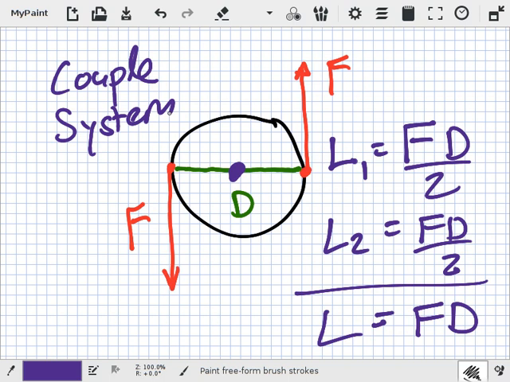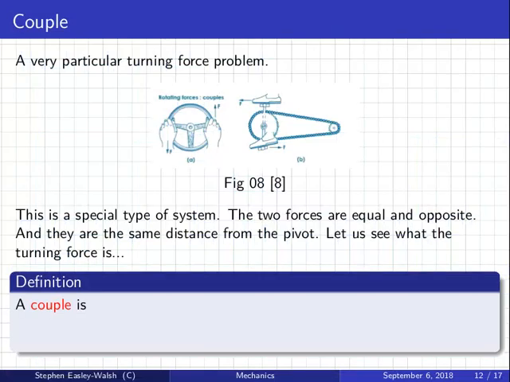All right, do you have that? Got it? Okay. So that's a couple. So the definition. Well, actually, what would you say the definition is? How could we try and put this in a word? A couple is, what would you say? Two forces. Yeah. What else? Opposite directions. Yeah. Equal in size. And what's the purpose of these two forces? What are they trying to do?